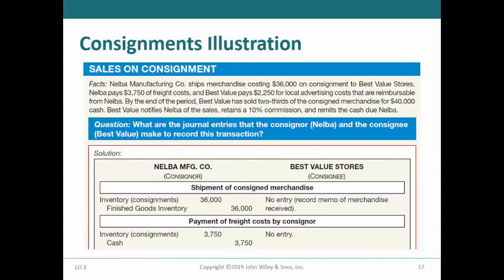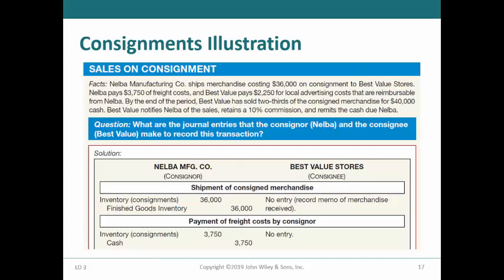To illustrate consignments, we will consider Nelba Manufacturing Company that consigns merchandise costing $36,000 to Best Value stores. Nelba pays the freight of $3,750 and Best Value pays $2,250 for local advertising costs that are reimbursable from Nelba. At the end of the period, Best Value has sold 2/3 of the merchandise for $40,000 and notifies Nelba.